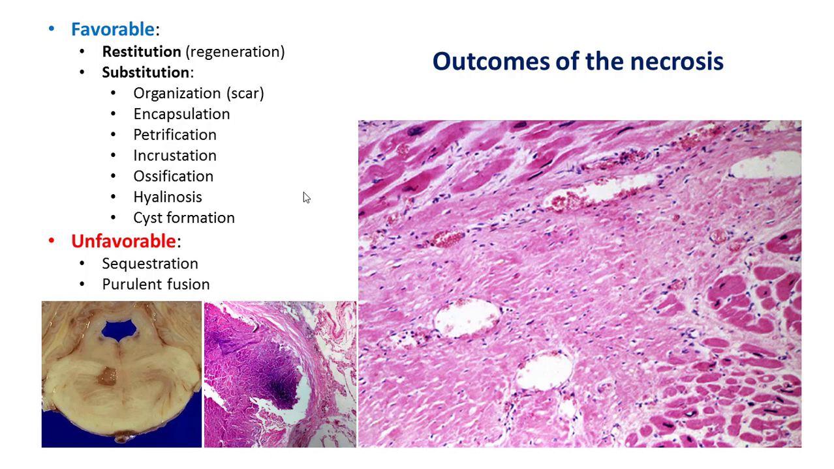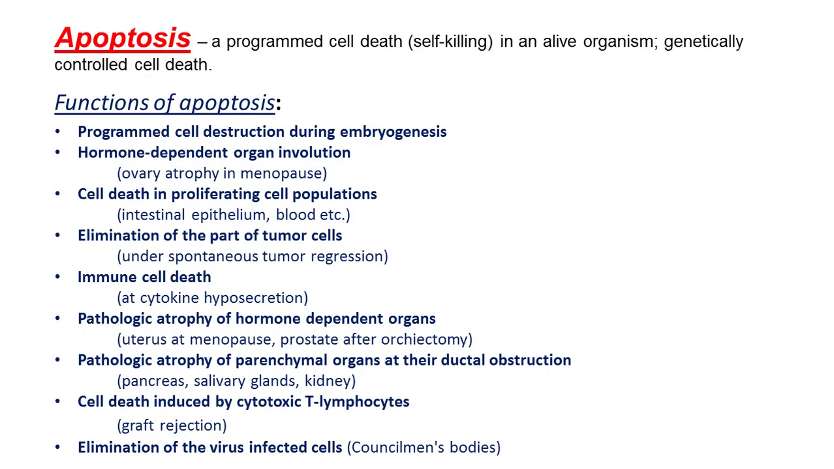The necrotized area also may lead to hyalinosis. And in some cases, under wet necrosis, cyst formation may happen, which is typical for brain. Unfavorable outcomes are presented by sequestration or purulent fusion of necrotized tissue. As it was said before, the purulent fusion leads to abscess formation. Apoptosis. It is a programmed cell death in an alive organism.